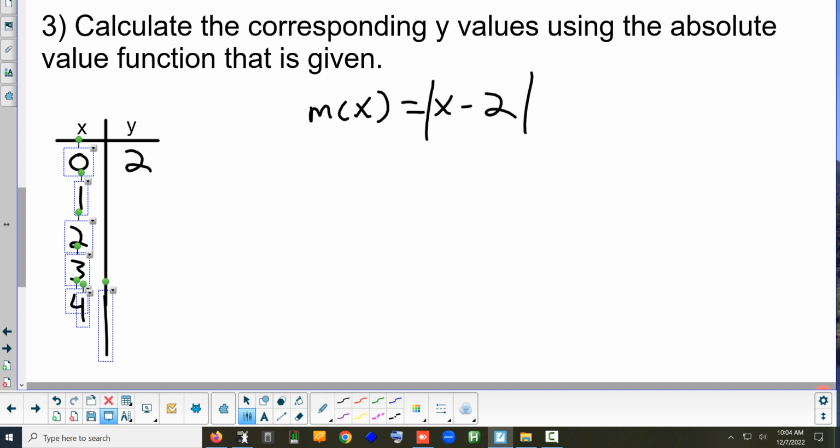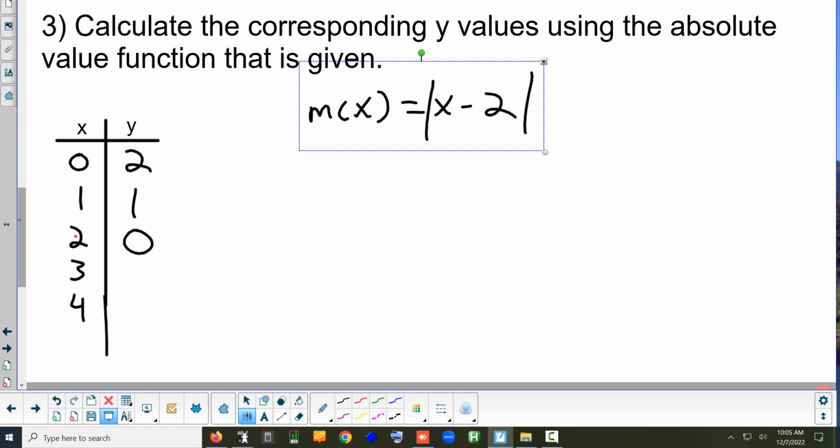Let's try another one. Let's try 1. Emily, what's 1 minus 2? And what's the absolute value of negative 1? 1. Good. All right, let's do 2. Mia, if I plug in 2, what's 2 minus 2? 0. And what's the absolute value of 0? 0. Let's do 3. Alyssa, what's 3 minus 2? 1. And what's the absolute value of 1? 1.